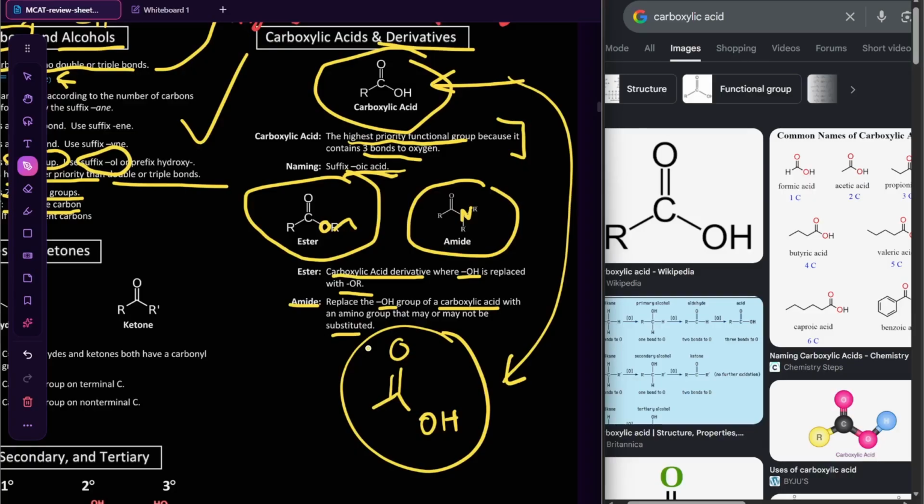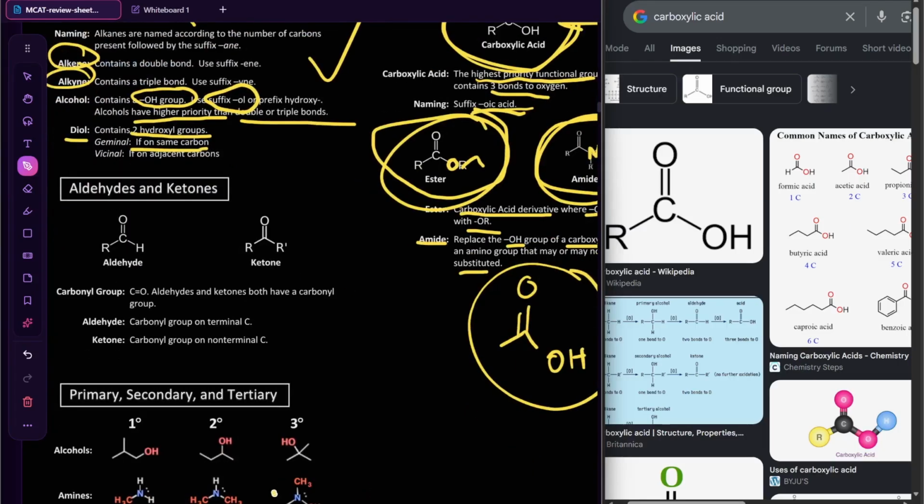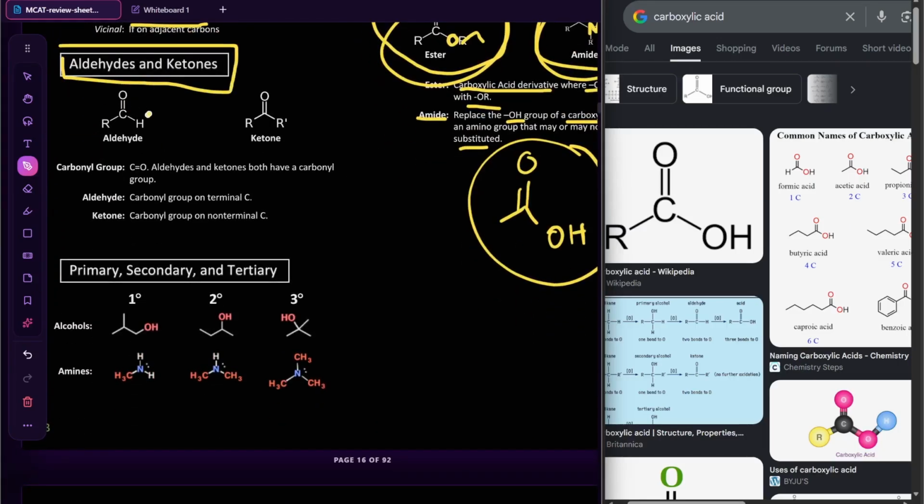So basically, these two can come from a carboxylic acid because they're derived from it. And then you have to understand their structure, what they look like, memorize that, mostly memory. Aldehydes and ketones. So aldehydes look like this. You can notice the C and then the H here, so it's very simple.